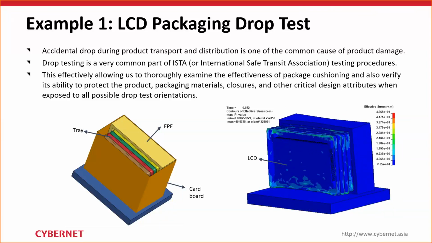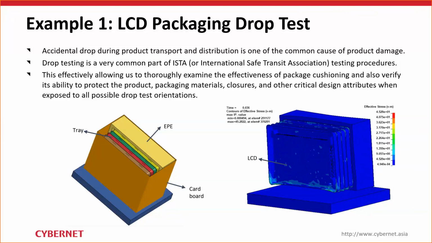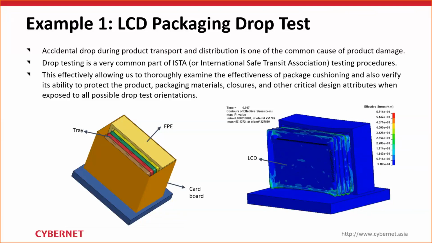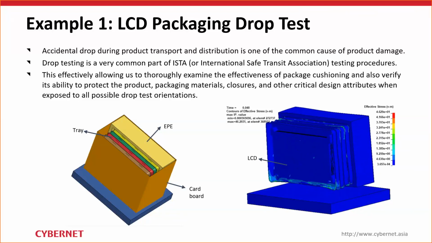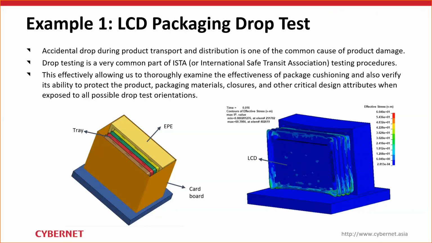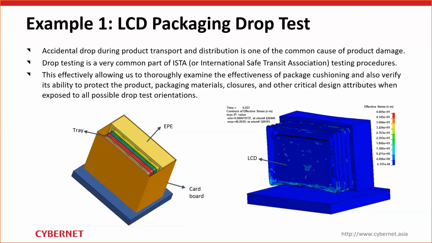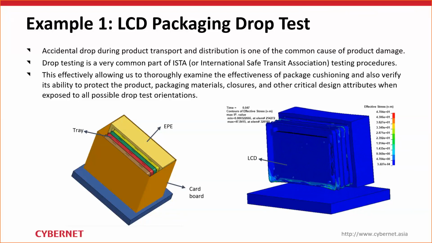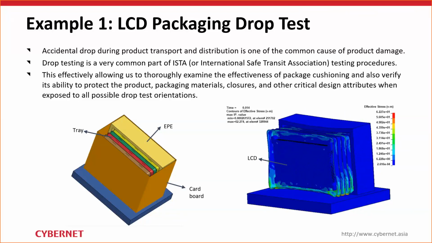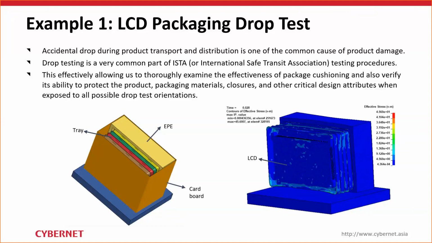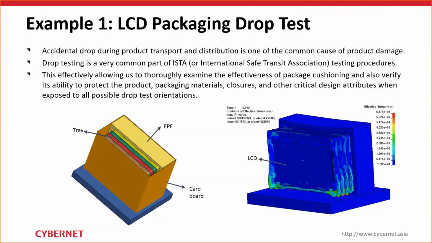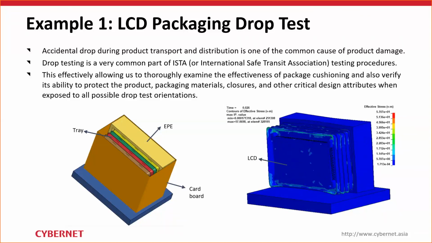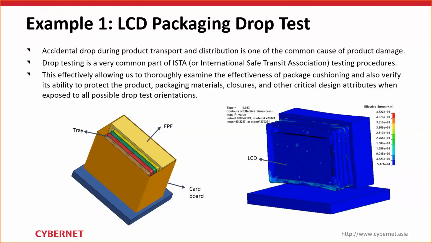As you can see, this model uses different kinds of material to represent each component of the assembly. First we have the tray, which is where the LCD sits. The tray can be made out of different sorts of materials. Some might be made out of plastic, some out of a fibrous material, and so on. And then the tray is secured in place by this EPE foam.